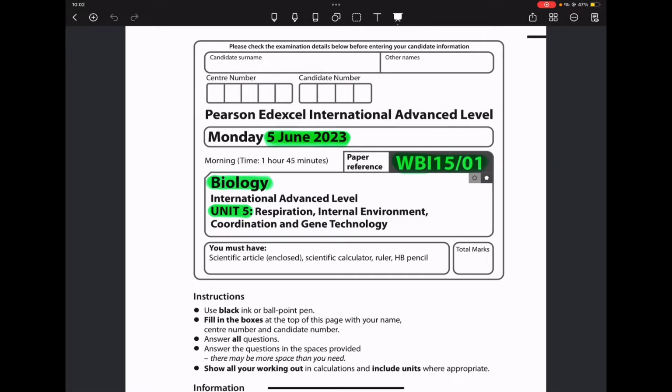Today we're doing the Pearson Edexcel International A-Level Biology Unit 5 for June 2023. Let's begin with the first question.